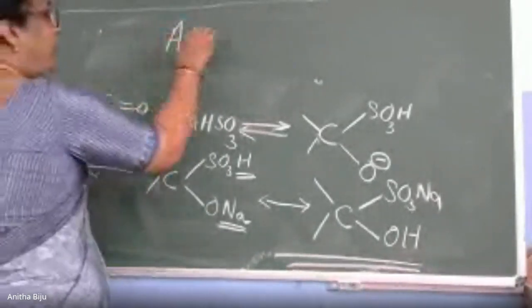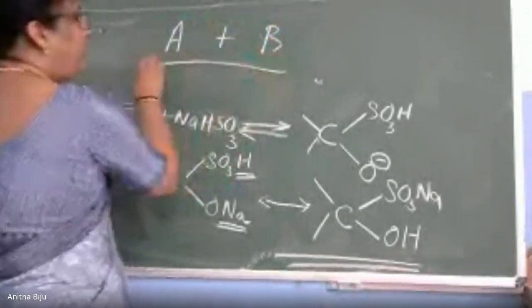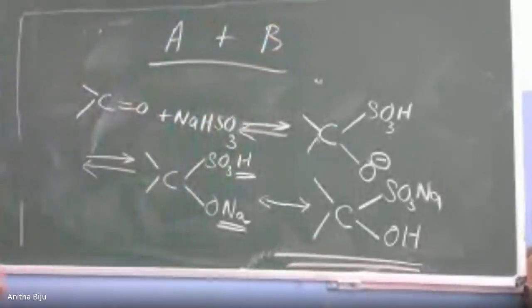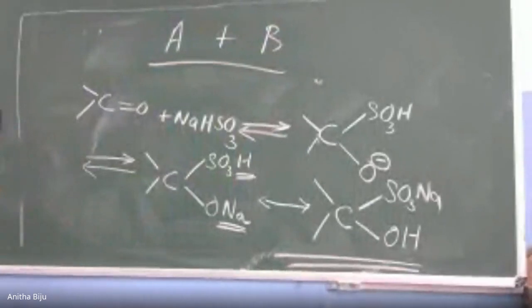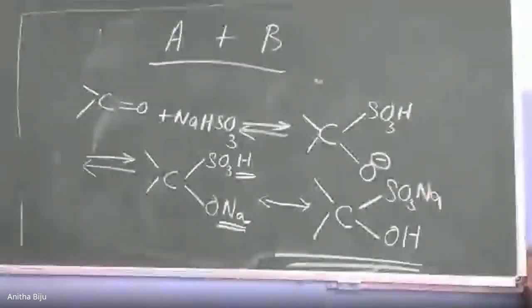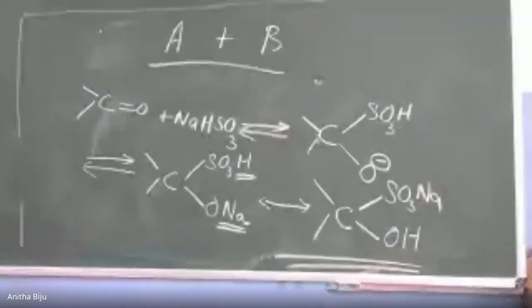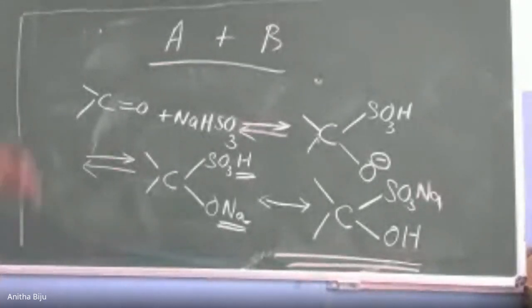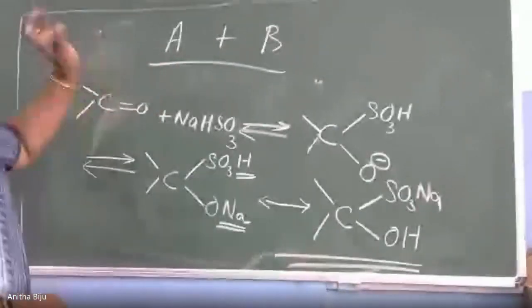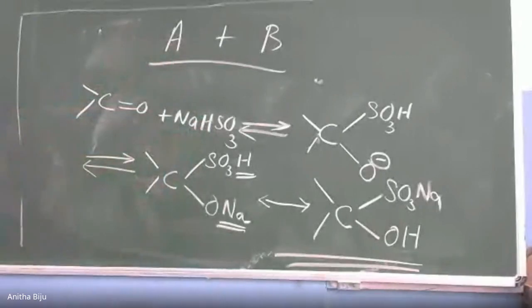Suppose you are provided with two samples, A and B. The mixture contains two samples, A and B. One of the samples is an aldehyde. The other sample is not an aldehyde. How can you separate this? So we have to add sodium bisulfite to this mixture.